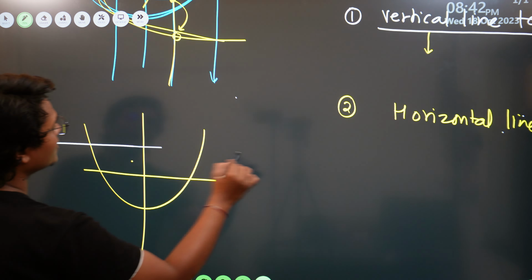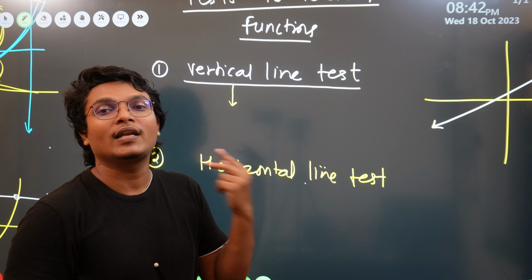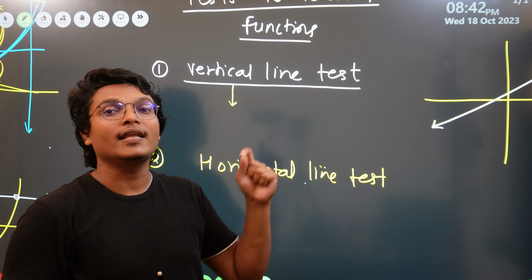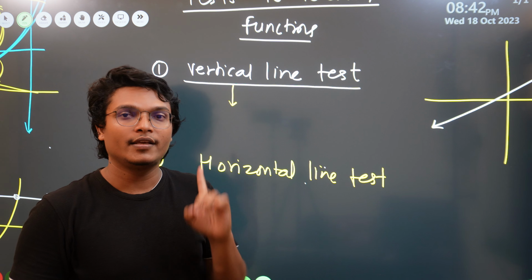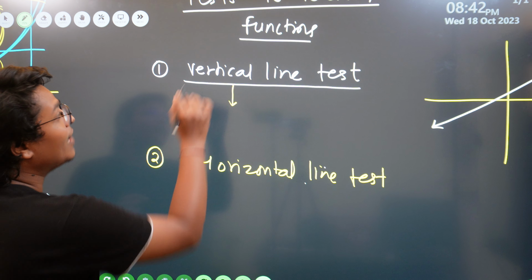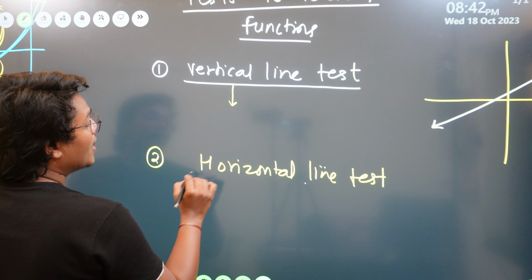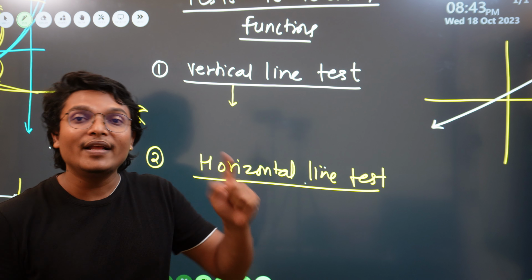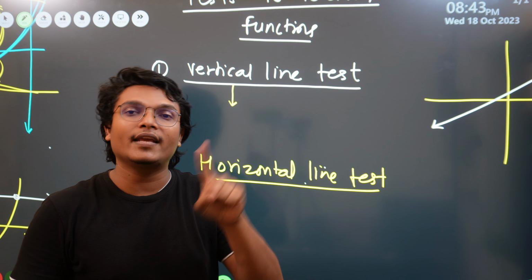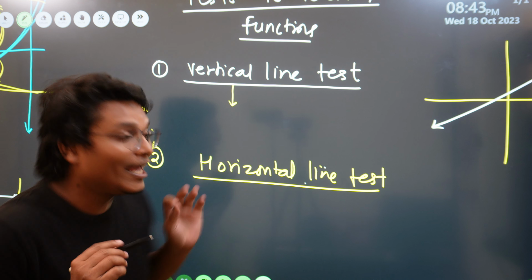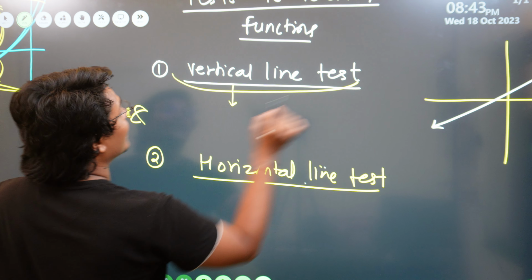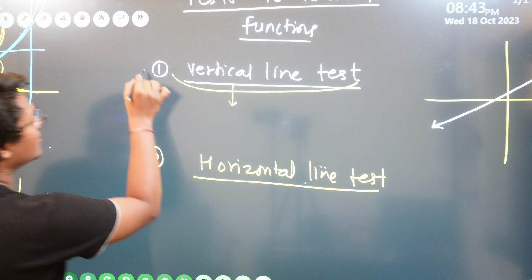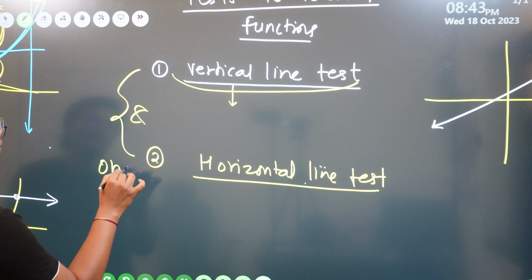When I say vertical line test is passed, what is the meaning of it? It is cutting a given graph at a single point. Yes or no? If the vertical line test is passed and the horizontal line test is also passed, meaning horizontally also the graph is cutting at a single point only, then that is a one to one function. Getting it or not?